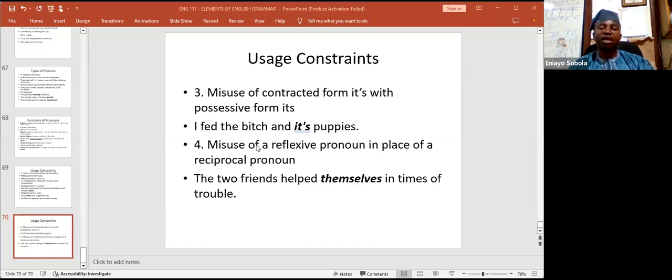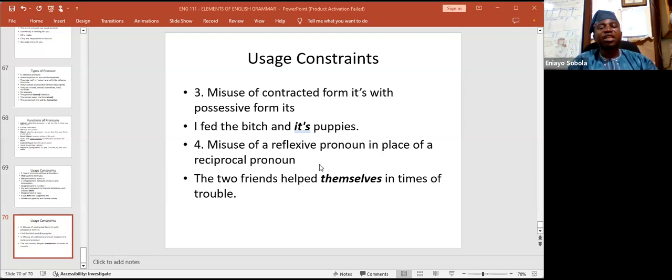And the last constraint, misuse of reflexive pronoun in place of reciprocal pronoun. People often mistake reflexive pronoun for reciprocal pronoun. Reflexive pronoun means the subject acts upon him or herself, and does not transfer action to another noun. While reciprocal means that there is exchange of action between the two participants in the sentence.